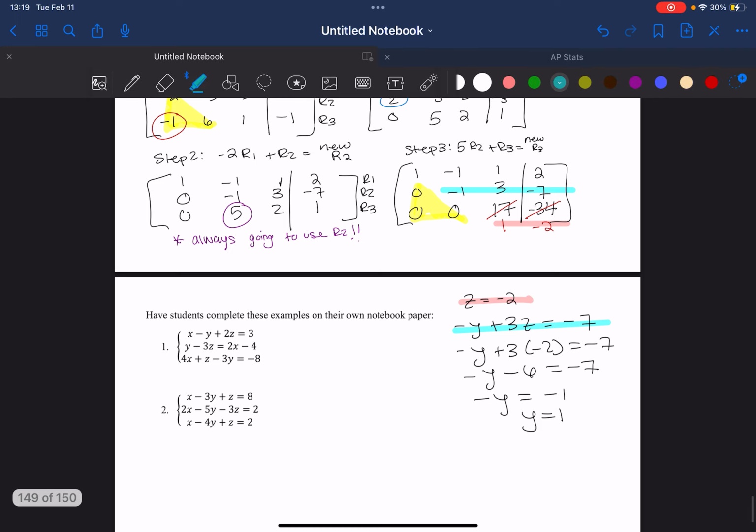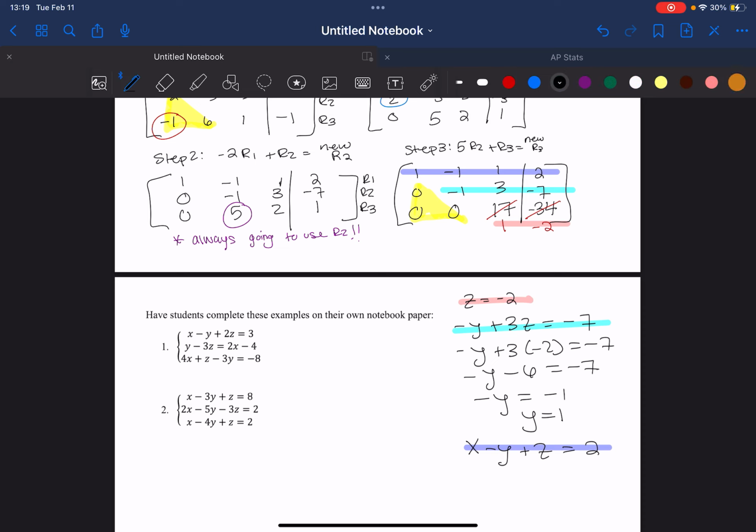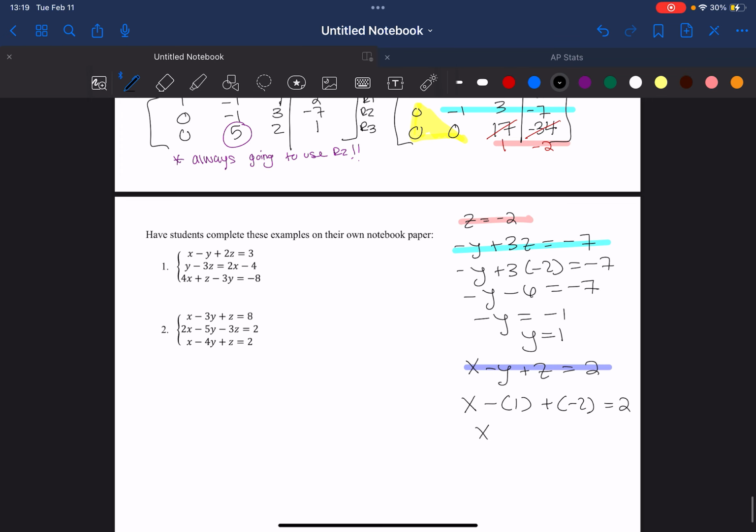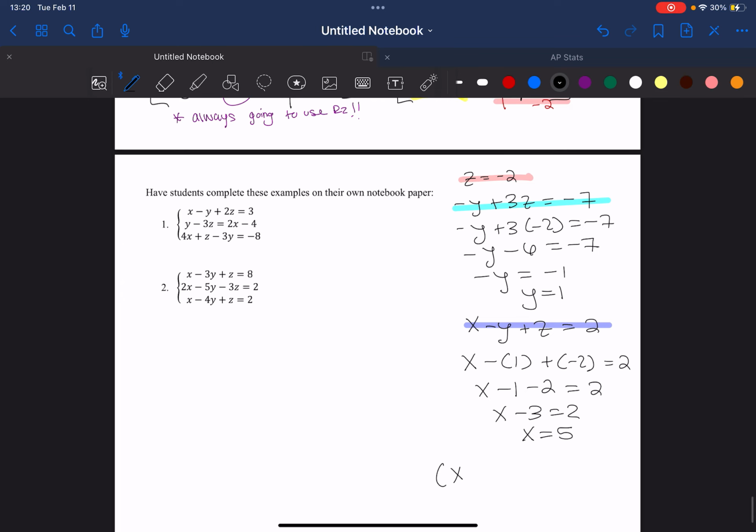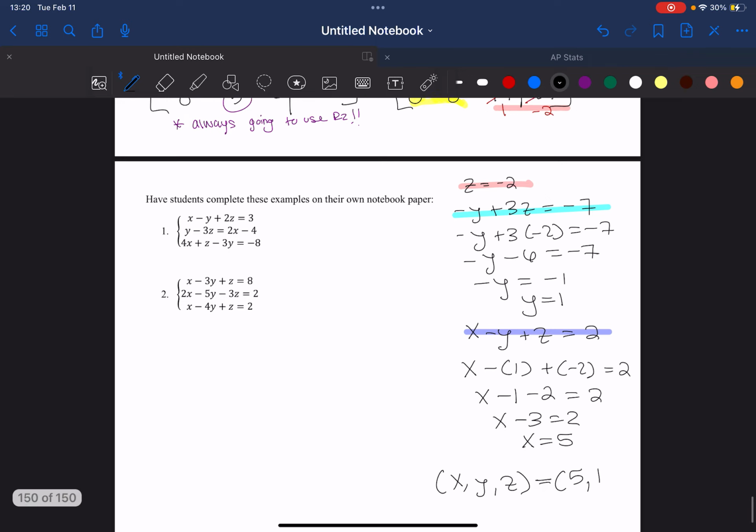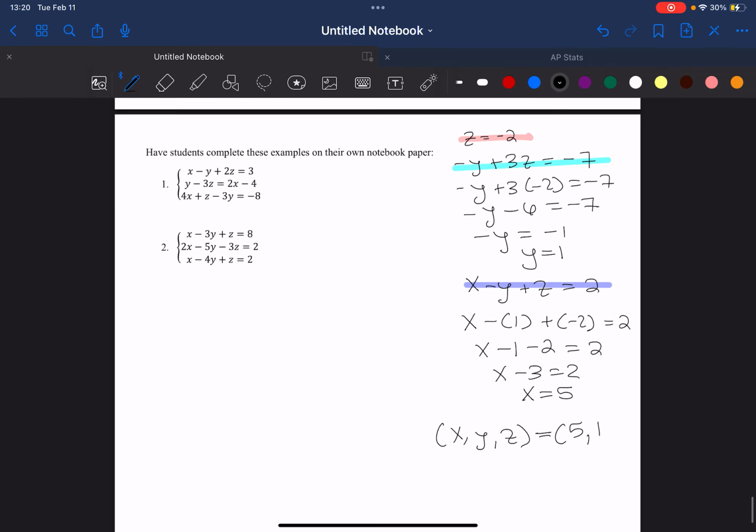And then in this last step right here, this tells me that X minus Y plus Z is equal to 2. I plug in what I already know. So X minus 1 plus negative 2 is equal to 2. So X minus 1 minus 2 equals 2. X minus 3 equals 2. X equals 5. So from here, I have the answer X, Y, Z is equal to 5, 1, and negative 2.